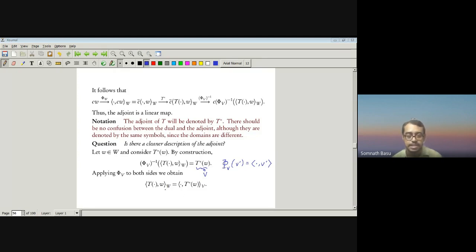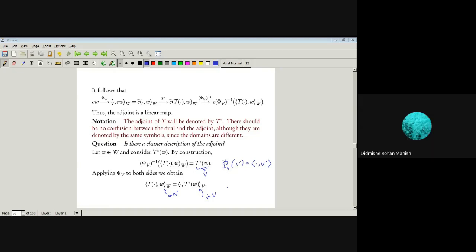But this inner product is happening in W, and this inner product is happening in V. That's the only thing. It's not the inner products on the same space. It's on two different spaces.